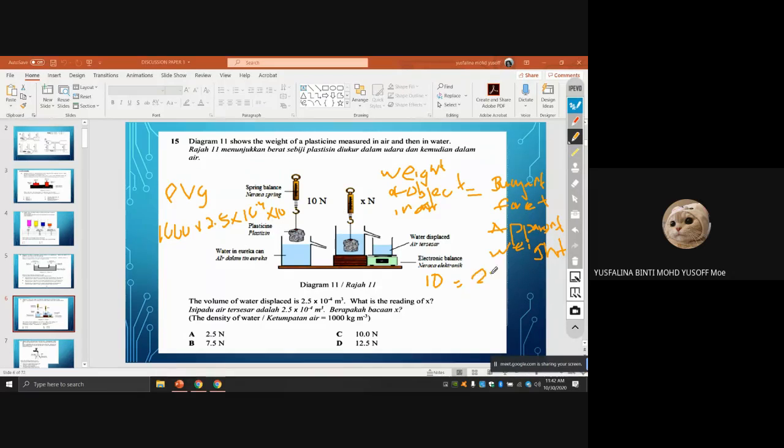2.5 Newton, so that is the buoyant force. Plus the apparent weight you need to find. So the apparent weight is 10 minus 2.5, so you get 7.5. That's the answer. So this is the equation here. Let's go to the next question.